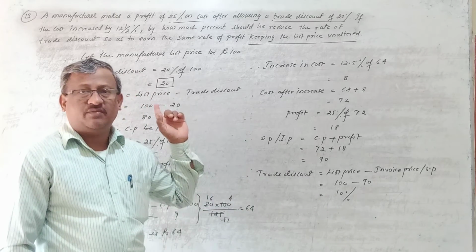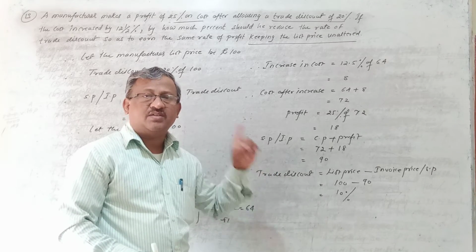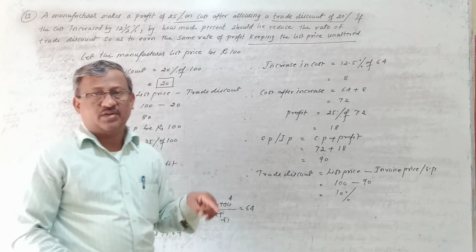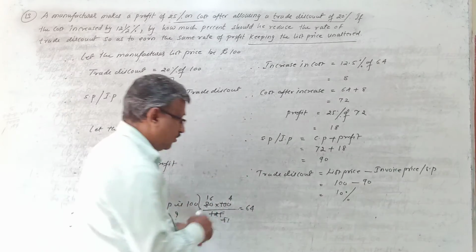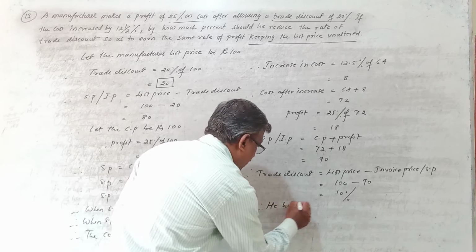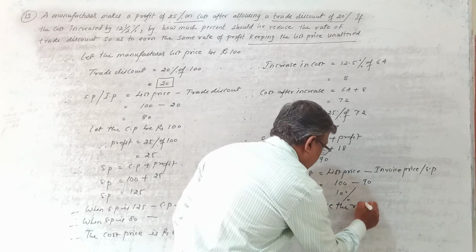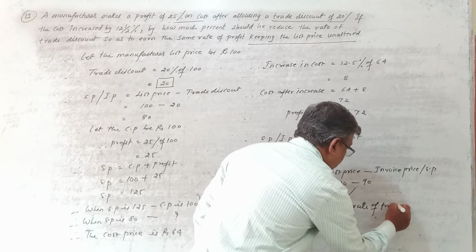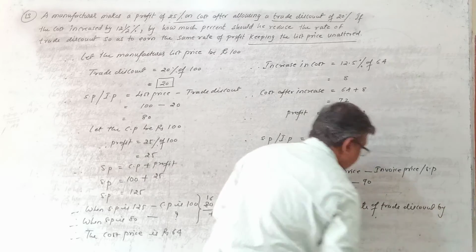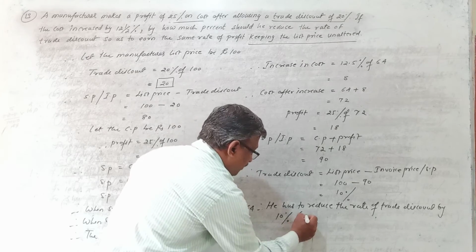Because previously he was giving 20% and now he can give only 10%. So now he is giving 10%, means he has reduced his original rate of discount by how much? It is 10%. So that you have to write as your conclusion. So here, just below this, you can write: therefore, he has to reduce the rate of trade discount by how much? 10%. How 10%? You mention that in brackets.